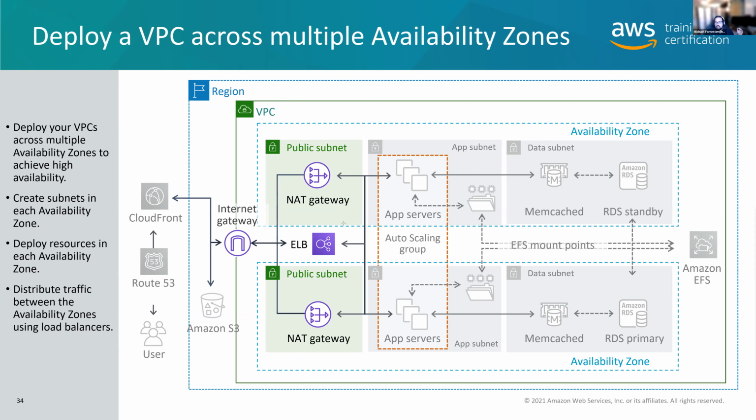So remember, elastic load balancers are for internet inbound traffic. NAT gateways are for outbound to internet traffic. Remember, those devices are used for very specific purposes.